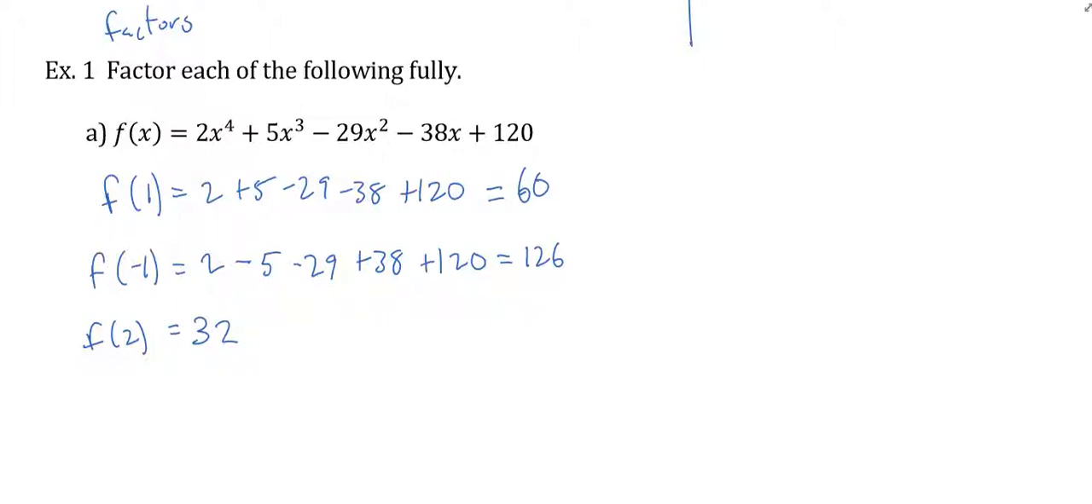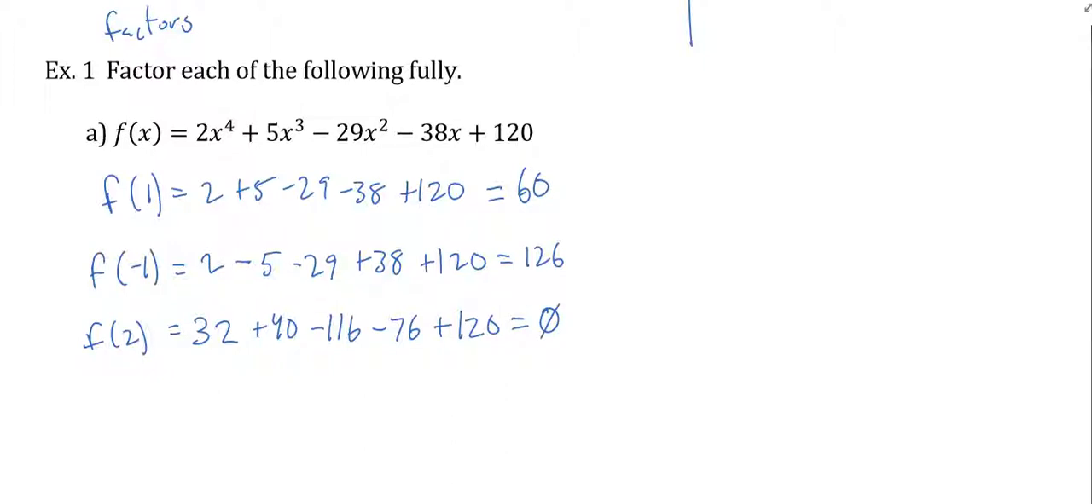2 to the 3 is 8 times 5 is 40. Okay, now we're getting some bigger numbers. 2 squared is 4. 4 times 29, help me out here. 116? Oh, minus 116. Minus 38 times 2, so is that 76 plus 120 equals, Max? Nice. 0.